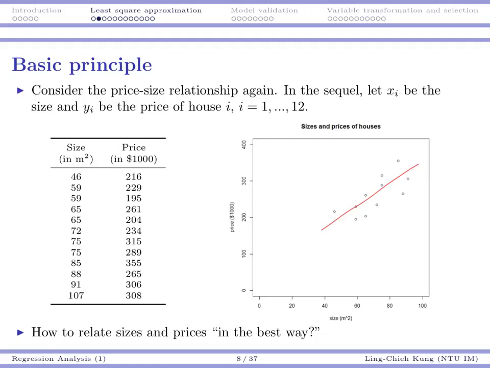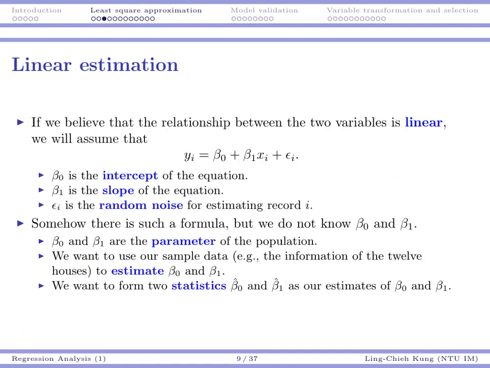So we want to use a good idea to relate sizes and prices so that we can use size to predict price. Or to say it in another way, we want to find a line like this to be the best estimator or the best representation for this correlation. Okay, that's our target. We want to find such a line. So let's see how we may do that.